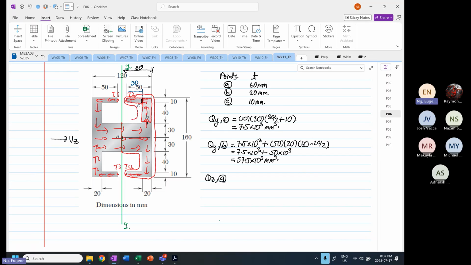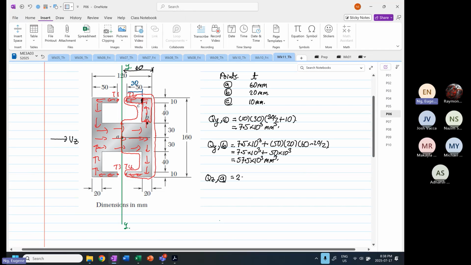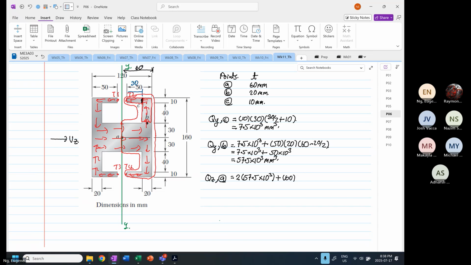Yeah, we have to consider this whole area now. So when that's the case, you have twice 57.5 times 10 to the power 3, plus the width is equal to 60. The depth is also 60. The y bar is equal to 60 divided by 2, right?